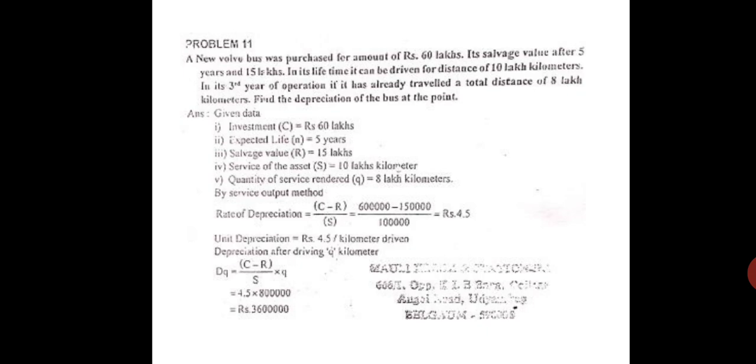So now if the vehicle has run for 8 lakh kilometers, you multiply 4.5 rupees into 8 lakh, that is 36 lakh rupees. That is the depreciation. So here the depreciation we are seeing is not in terms of years, it is in terms of the service output, and that is why it is called the service output method of depreciation. Okay, thank you.